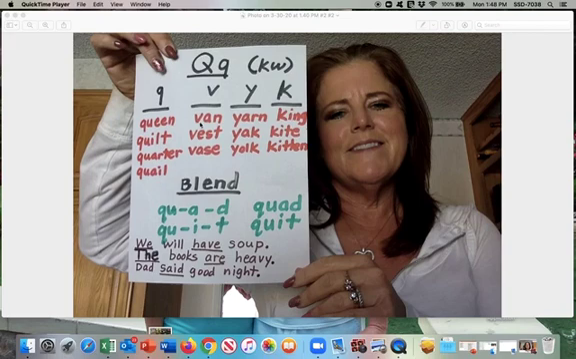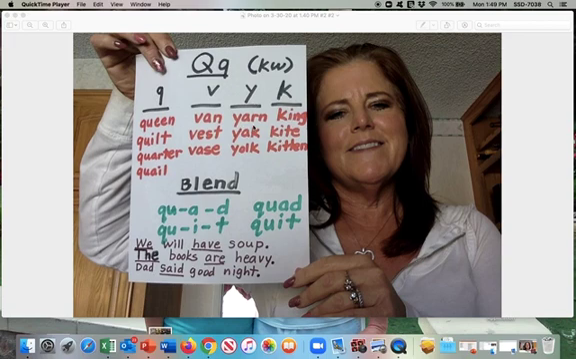Then we're going to do a review of the letter yesterday, which was the letter V. And our three words that we have listed here under V, go ahead and repeat those after me, are van, vest, vase.